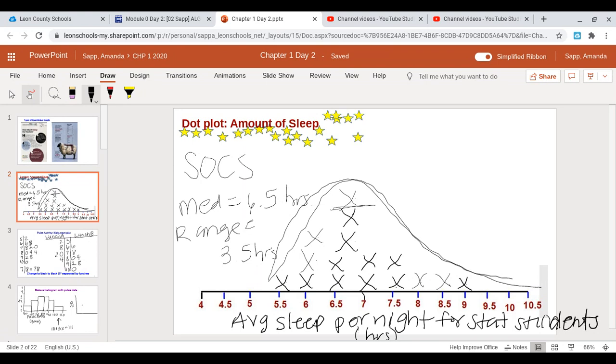Now, notice, nowhere in my answer did I say anything about center. Please do not use the word center in your answer. You need to be specific. Are you measuring it with mean or are you measuring it with median? In the next class or two, we'll talk about why you might want to use one over the other. But make sure you're using either mean or median and you do not say center.